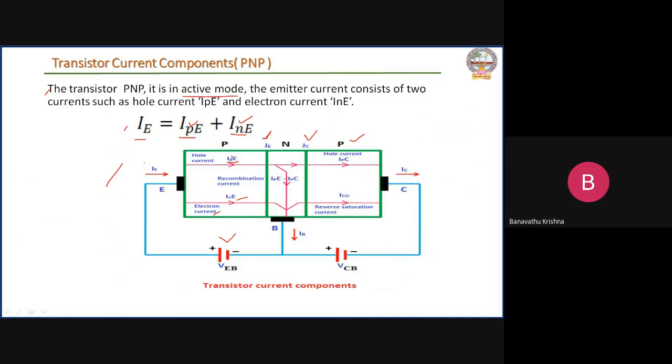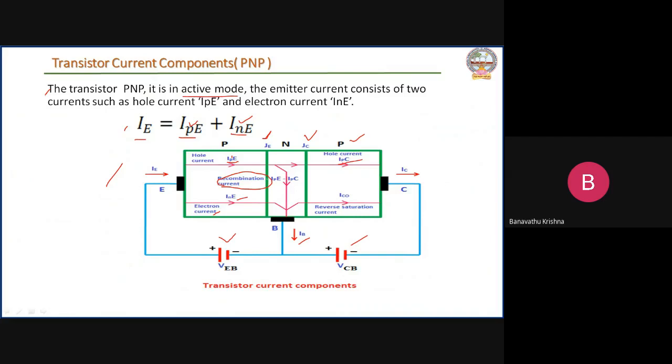Similarly, some of the charge carriers recombine in the base region, which is the recombination current. The recombination occurring in the base region generates a current, nothing but IB. The remaining charge carriers enter into the collector region due to the reverse bias condition. There is a current available here as well, nothing but IPC, the collector current due to holes.